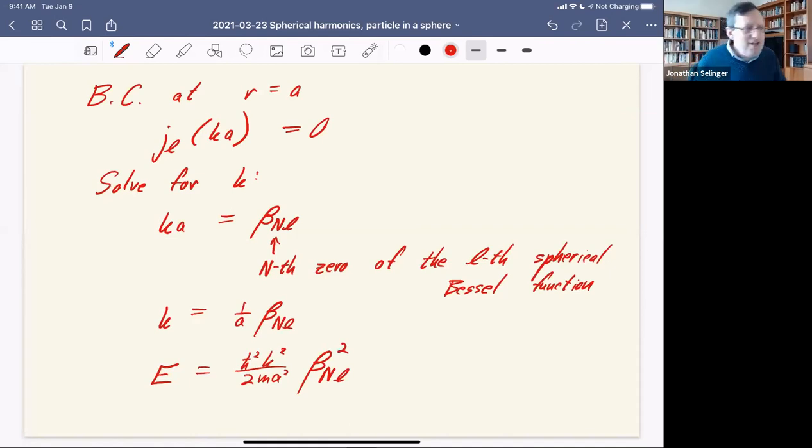Luckily, Mathematica also knows about these things. Where does the Lth Bessel function cross zero? The spherical Bessel function. If I just say Bessel function by itself, that's a different thing. So it's the Lth spherical Bessel function. Okay, so let me go back to Mathematica, and I can do that real quick.